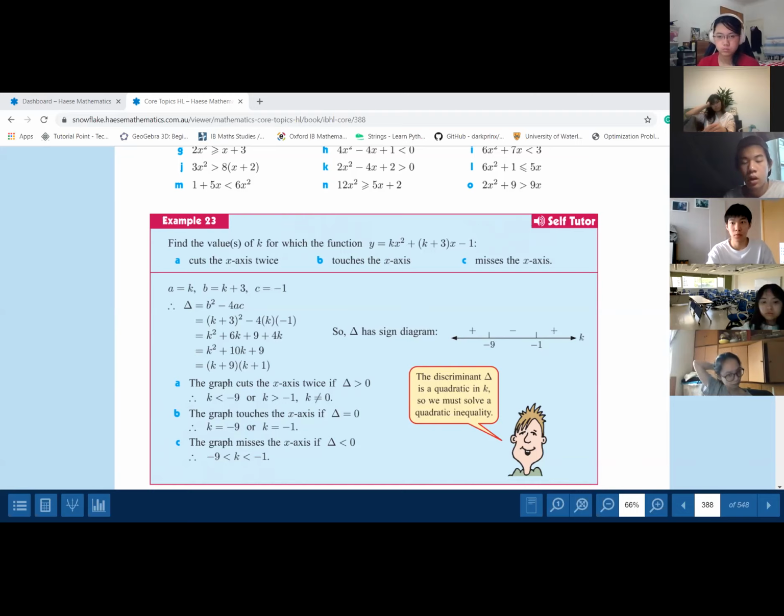We've gone through all the trouble. We have the number line, sign diagram. We have the condition of discriminants. We only need to write one step. What is that? It's in the sign diagram.